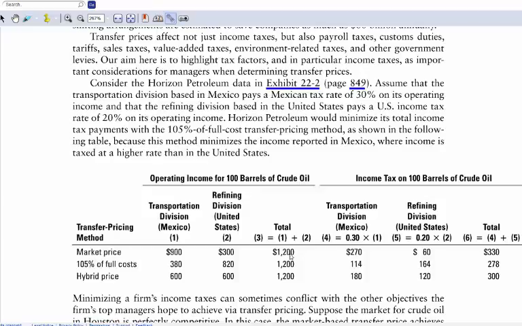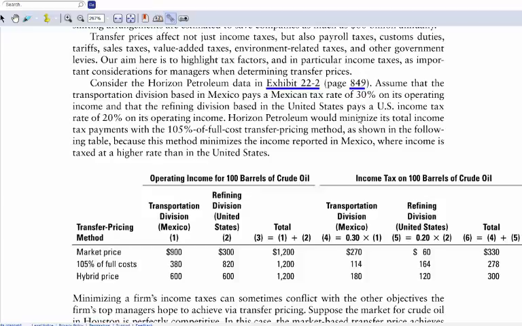Again, you'll notice that the total operating income for the two subunits of that corporation together always equaled $1,200. It did not change. So under our hybrid one, they split it. What we want to do now is apply the tax rates against that.